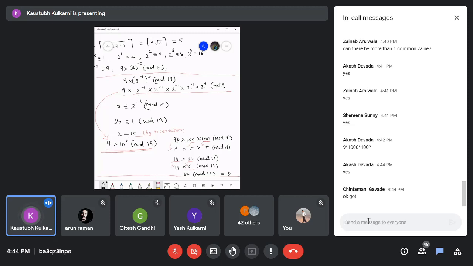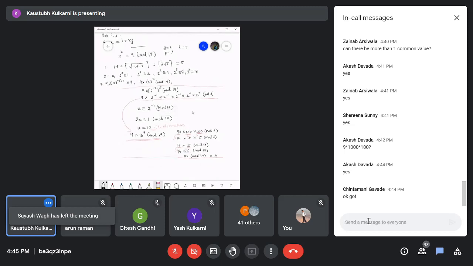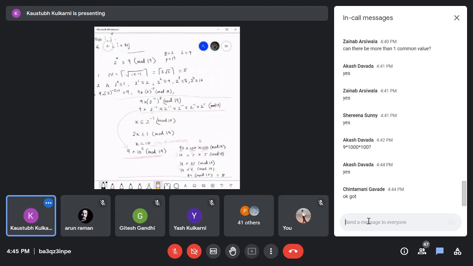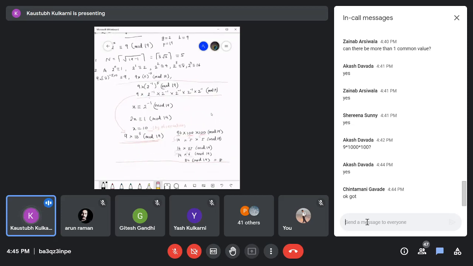In fact, we are just at the second element of the list, and we actually found a match. We actually found a match already. We found a match at 2 raised to 3 and this one. This was the thing now: find a match between the two lists, g raised to i mod p and h g raised to minus nj mod p. We found a match. Do you get this point? We found the match.